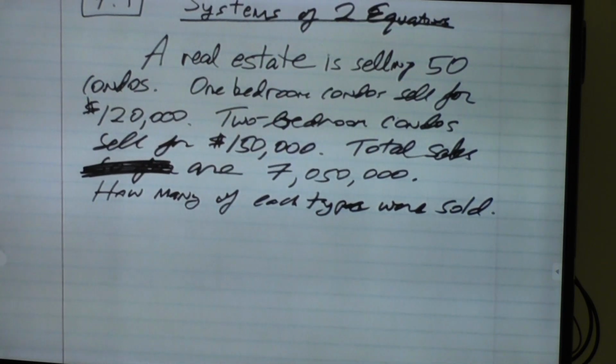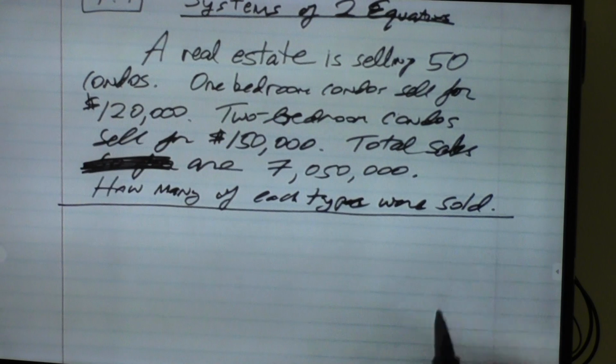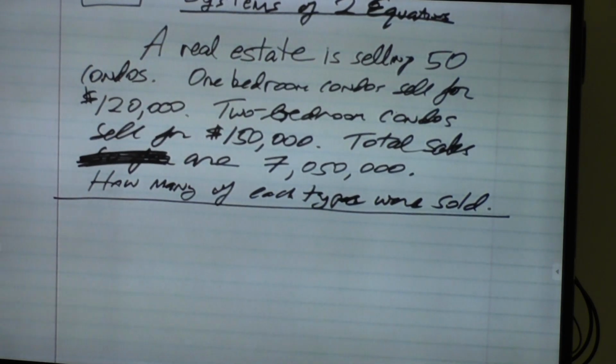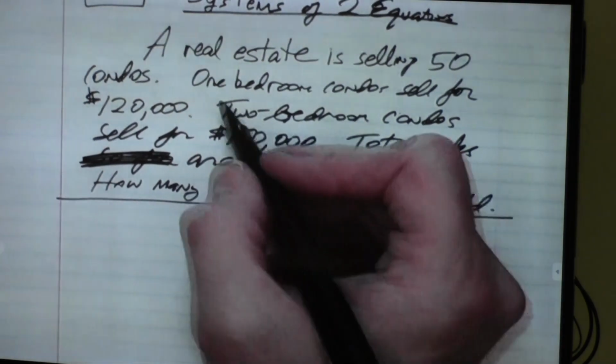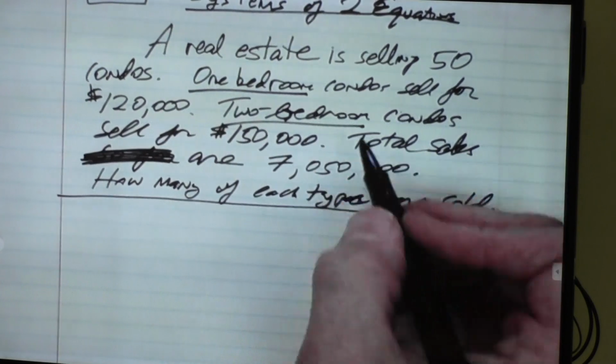Okay, I'm going to let you finish getting all that down, and then we'll tear it apart and get the information that we need out of it. So, you have one-bedroom condos, two-bedroom condos.